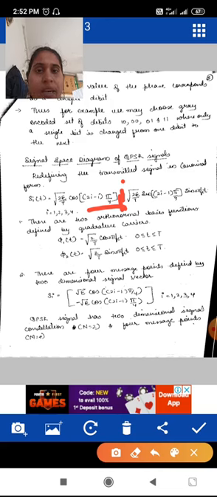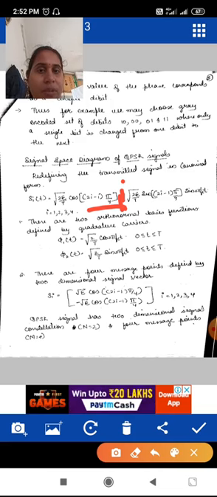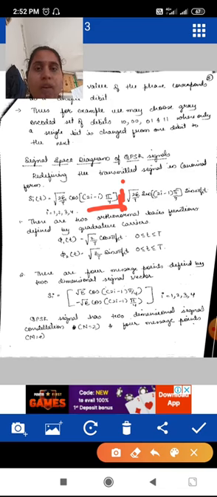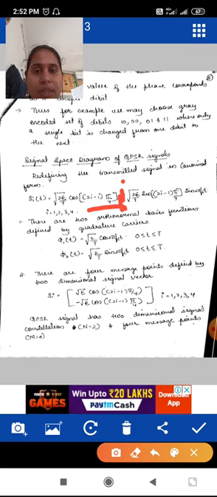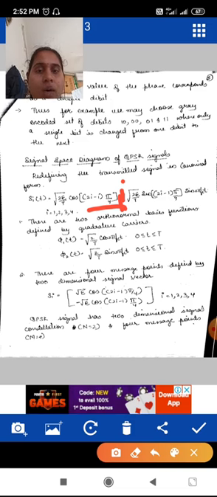So here, the main thing to note is that there are two basis functions. In BPSK there was only one basis function, but here there are two basis functions. So what do the two basis functions indicate? Whatever signal space diagram we are going to draw, it is a two-dimensional signal space. Now, what are the coefficients?